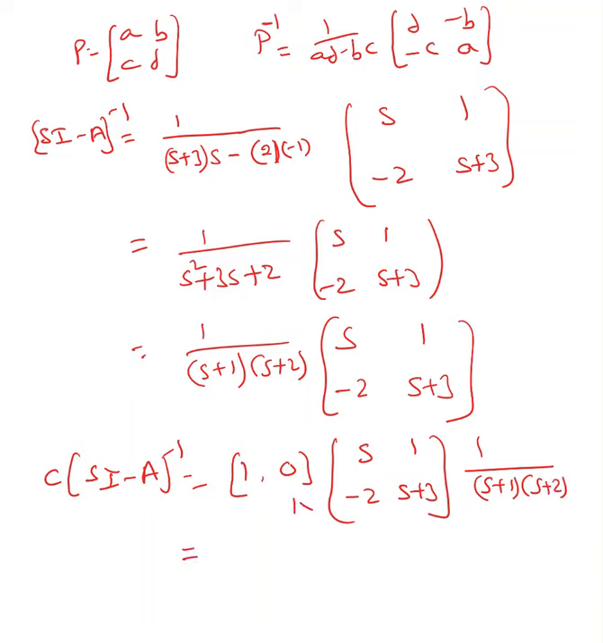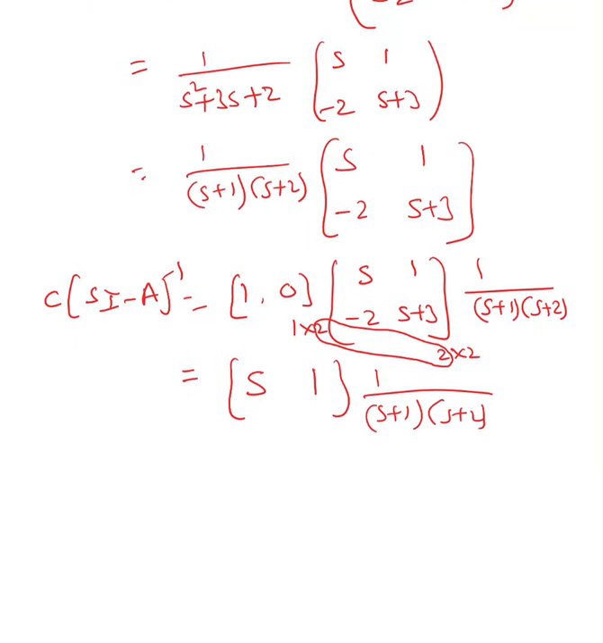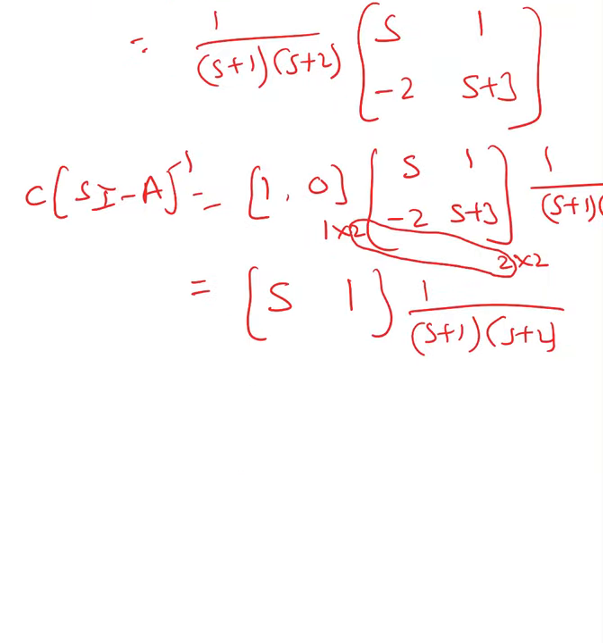So this is 1 by 2, that's a 2 by 2. When we combine these two, make sure that these two numbers are the same, then only we can multiply. The resultant matrix size is going to be 1 by 2. So here we'll end up with 1 times s and 1 times 1 over s plus 1 times s plus 2. Now I need to multiply this with B.